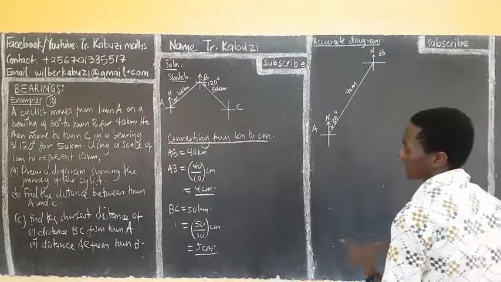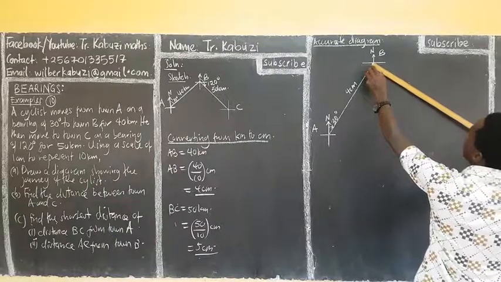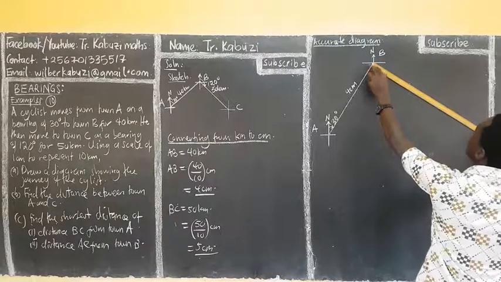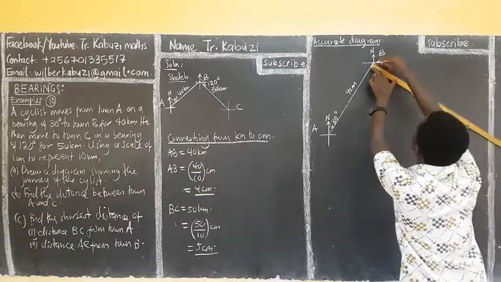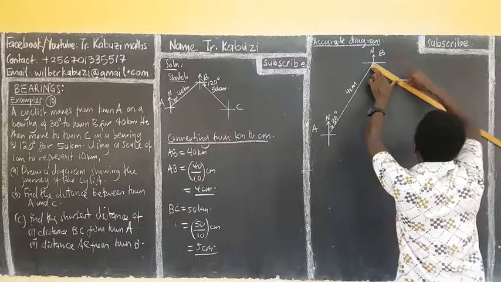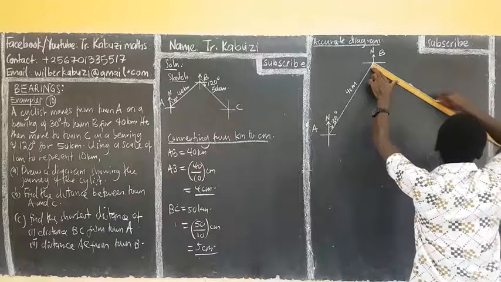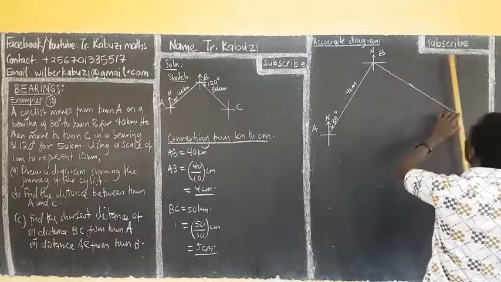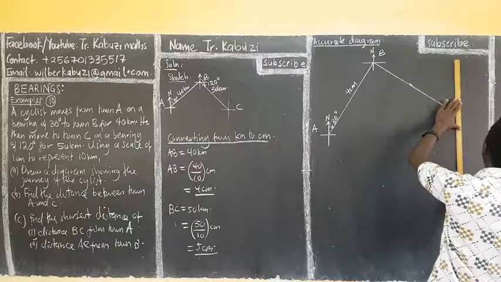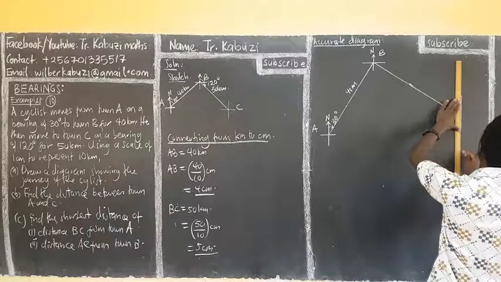Then 120 is taking 5 centimeters. So from here, my 5 centimeters are ending here. Then I draw a line passing through the angle I measured, going up to 5 centimeters. Where the 5 ends, I draw a compass there, like this.